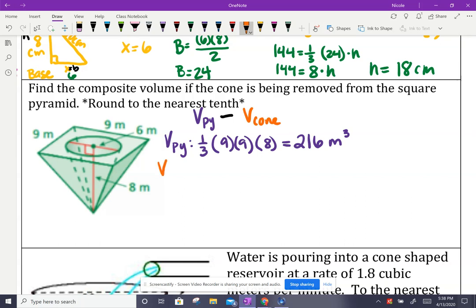And then we look for the volume of the cone. That's going to be 1/3 pi times the radius squared times the height. See that red line going across is the diameter with a 6 pointing to it, so the diameter is 6 and the radius has to be 3. 3 squared, and the height is also 8. 3 squared is 9, 9 times 8 divided by 3 is 24 pi meters cubed.